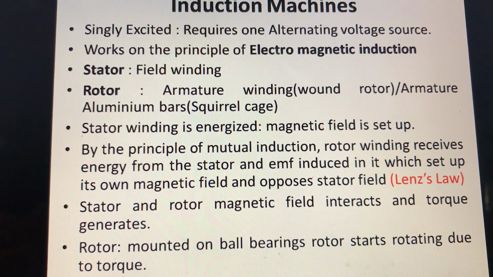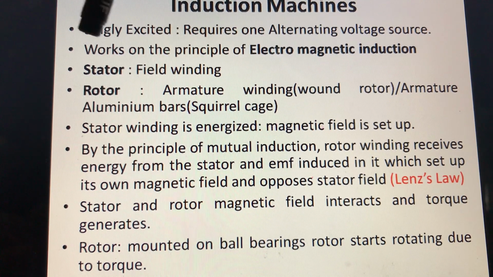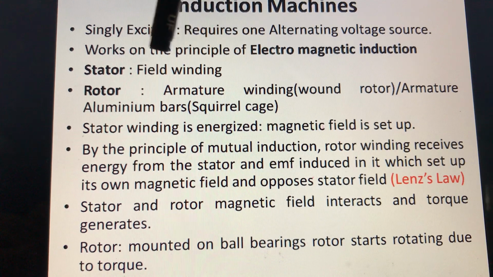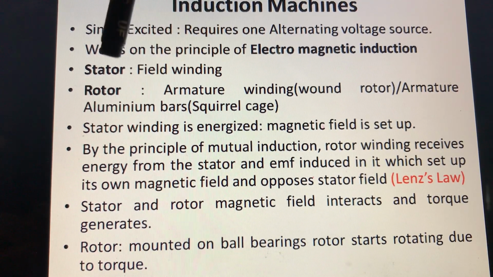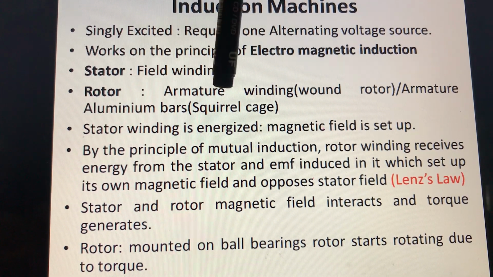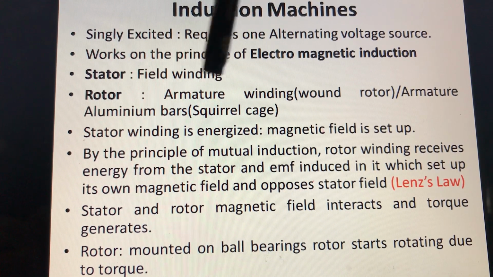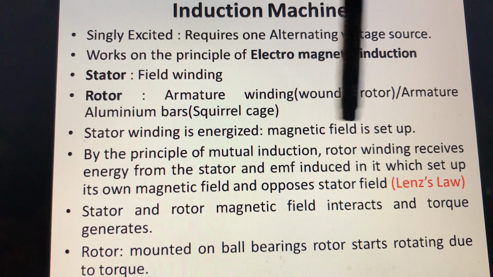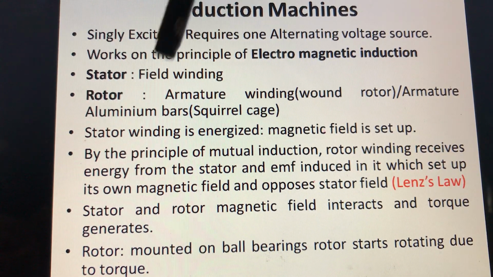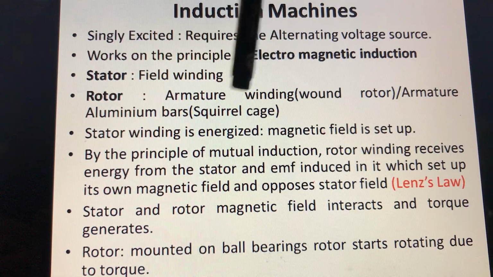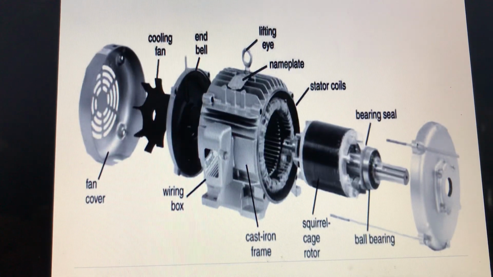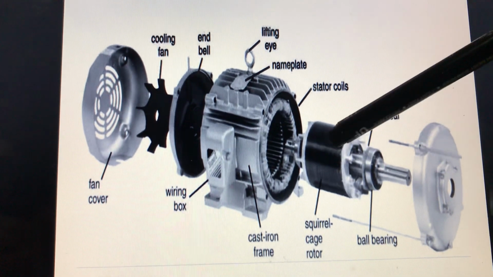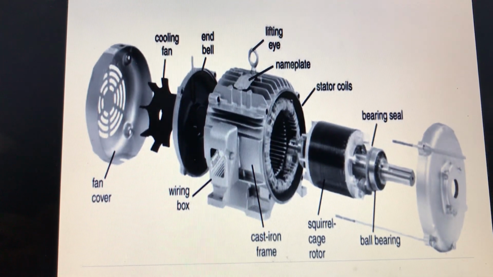So we have seen in the diagram there were two parts of the motor. One is the stator, the other one is the rotor. There are two windings on them. One is the field winding, which is on the stator. The other one is the armature winding, which is on the rotor. If the armature winding is in the form of windings, it means it is a wound rotor. If it is in the form of aluminium bars, then it is known as a squirrel cage rotor, which we have seen in the diagram. Here you can see there is no winding on the rotor. It means it is a squirrel cage rotor.